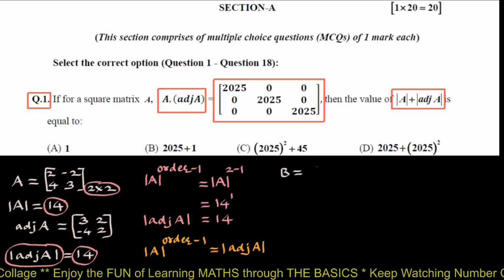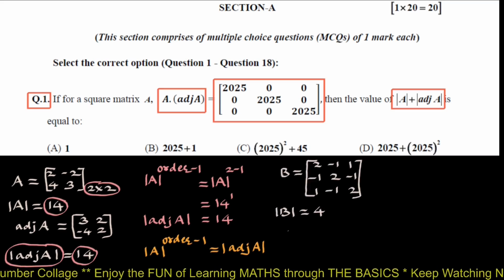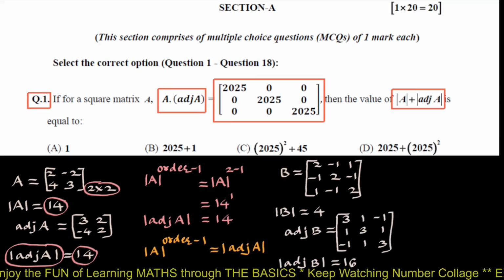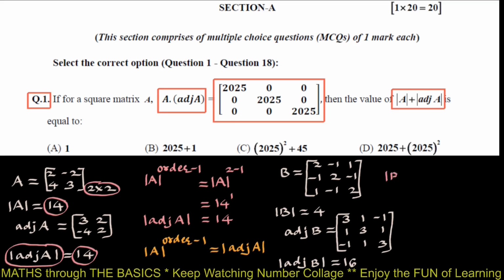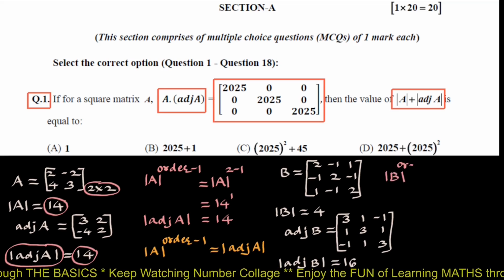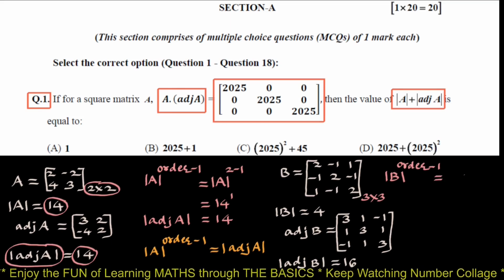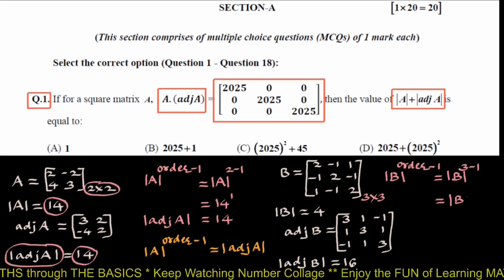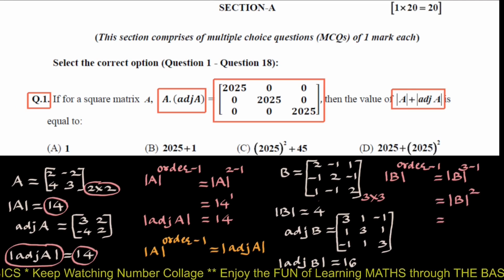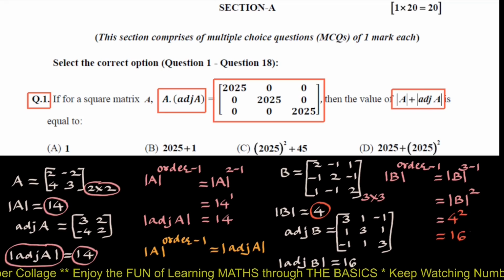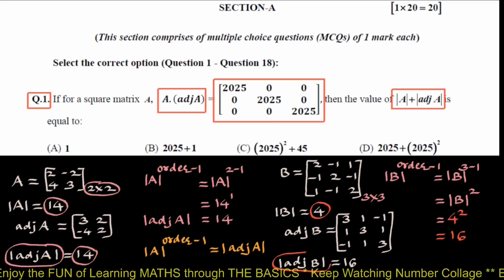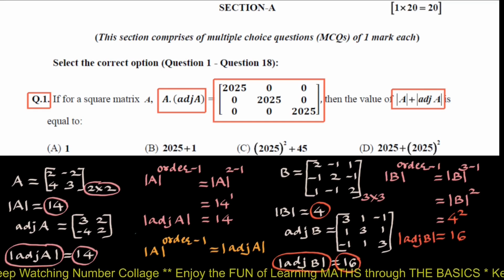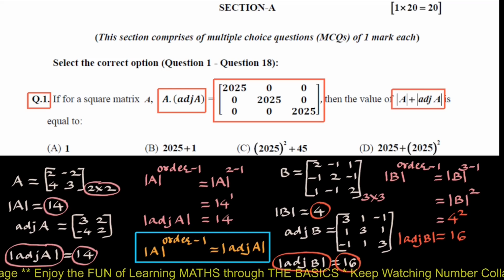Suppose matrix B is this, its determinant is 4, its adjoint is this, and determinant of adjoint is 16. Here also we can see that determinant of B to the power order of B minus 1 equals determinant of B to the power 3 minus 1, determinant of B square, which is 4 square, 16, which is nothing but determinant of adjoint B, 16. So this is the result that we use to solve question 1.